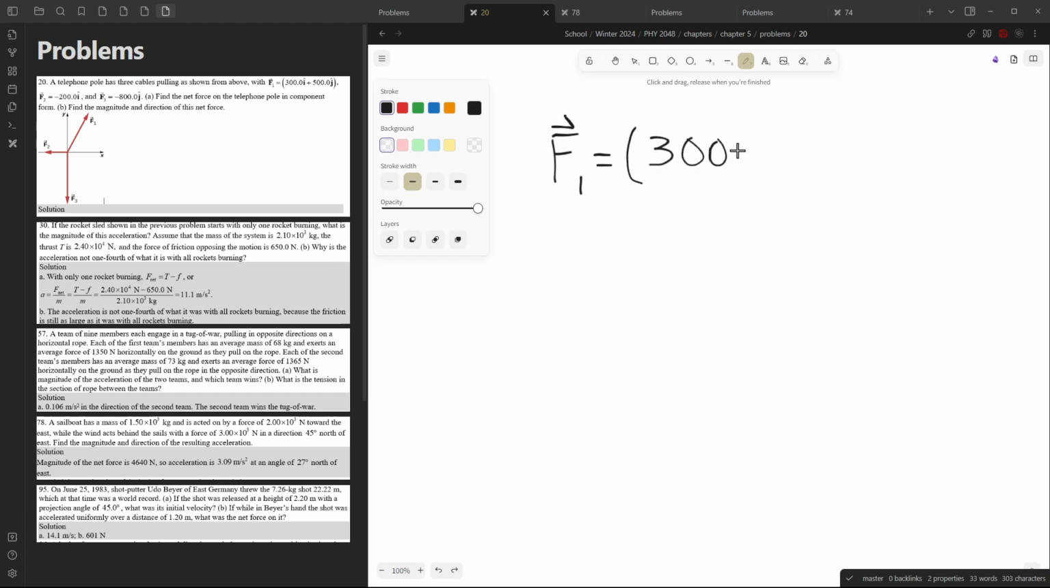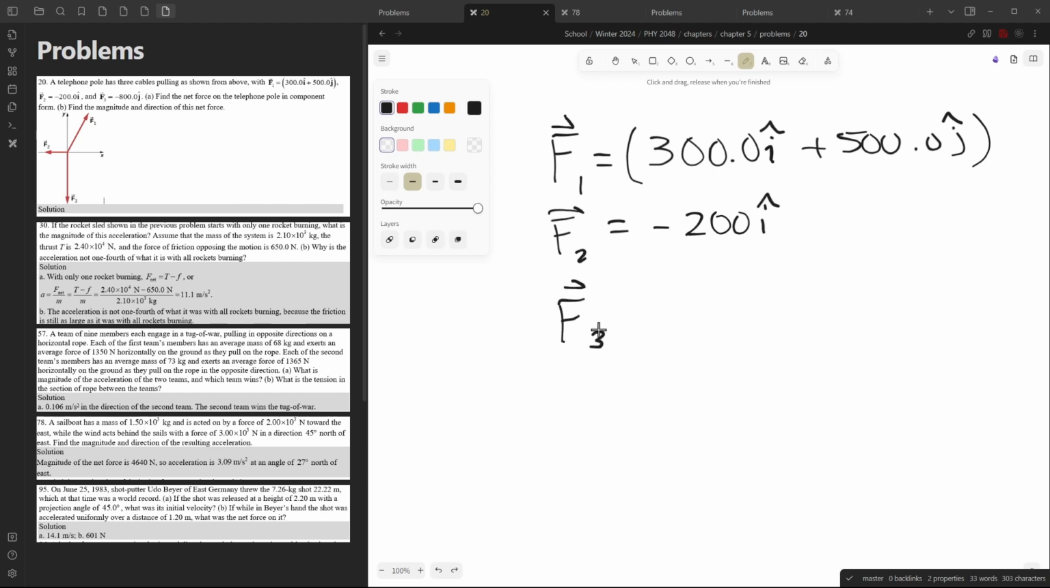300 I hat, and then plus 500 j hat. Okay. F sub 2 force vector equals negative 200 I hat, and F sub 3 equals negative 800 j hat.